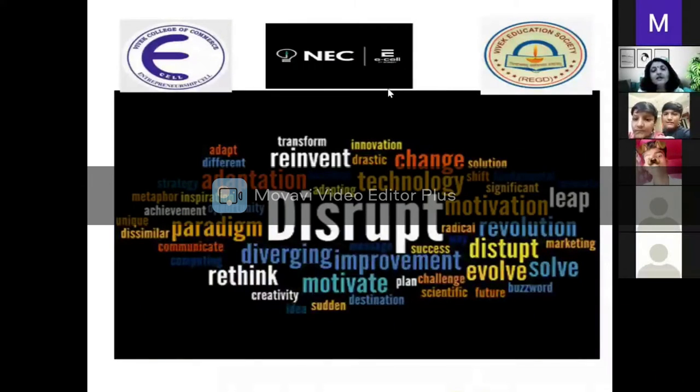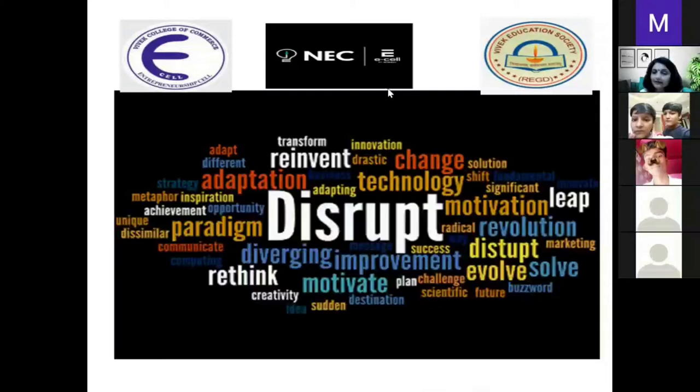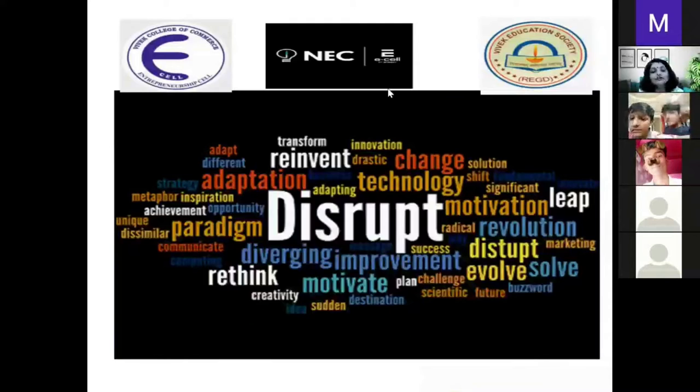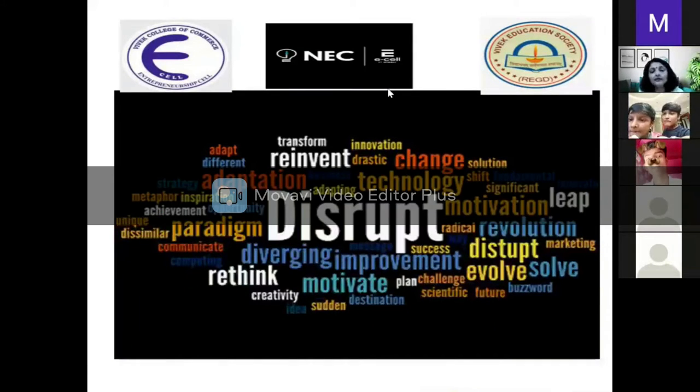Reinvent, innovation, improvement, motivate, rethink, diverging, right? So do you know all these words or some of them? Do you know the word technology, or transform, reinvent, innovation, solution, correct? So the meaning of disrupt is all about the combination of these words. That means whatever we were doing previously, we are trying to do in a different way.